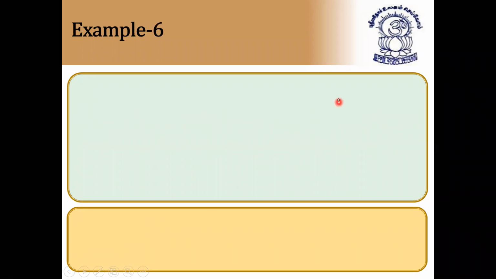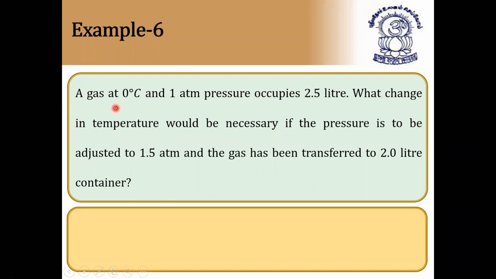Next question. A gas at 0 degrees C and 1 atmospheric pressure occupies 2.5 liters. So the gas is at 0 degrees C, temperature is given, pressure is given, and volume is given. What change in temperature would be necessary if the pressure is to be adjusted to 1.5 atmospheres and the gas has been transferred to a 2-liter flask? So the volume is changed in the container. So they are asking what change in temperature.